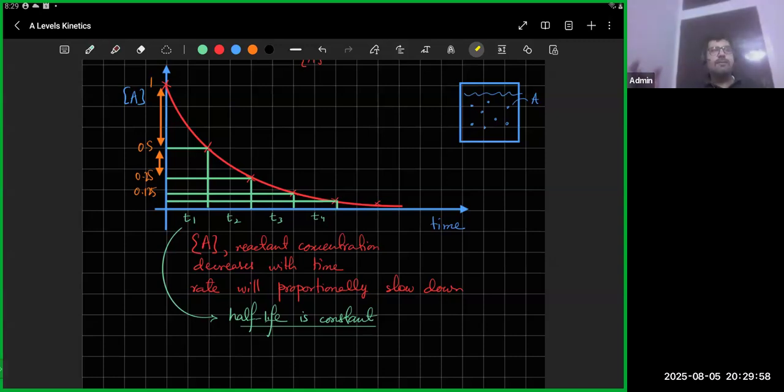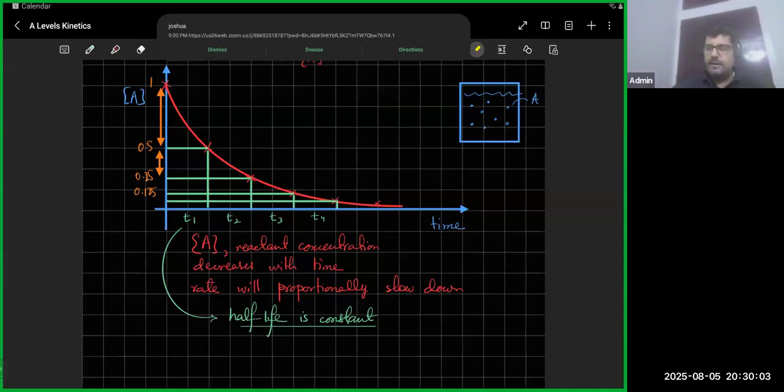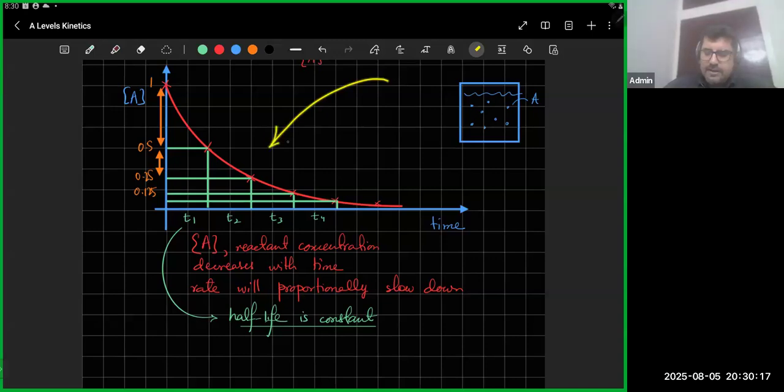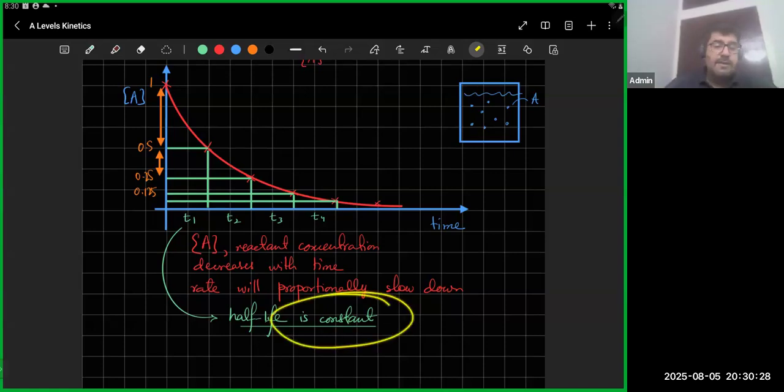As I've explained, when we move to order 0 and order 2 as well, remember two important things. By looking at the graph, you can tell what the order of the reactant is. If you plot the concentration of A with respect to time, and you see the concentration changing in this way, and then you measure the half-life and it comes out to be constant, that instantly means it's order one.